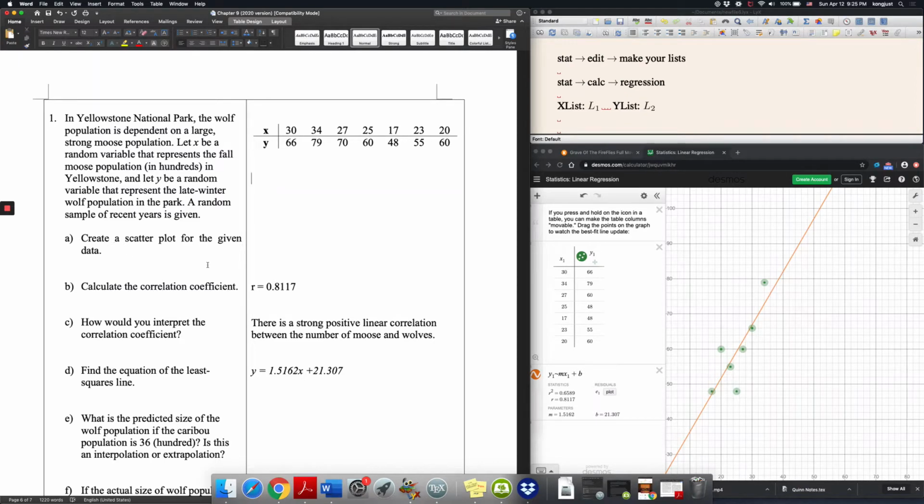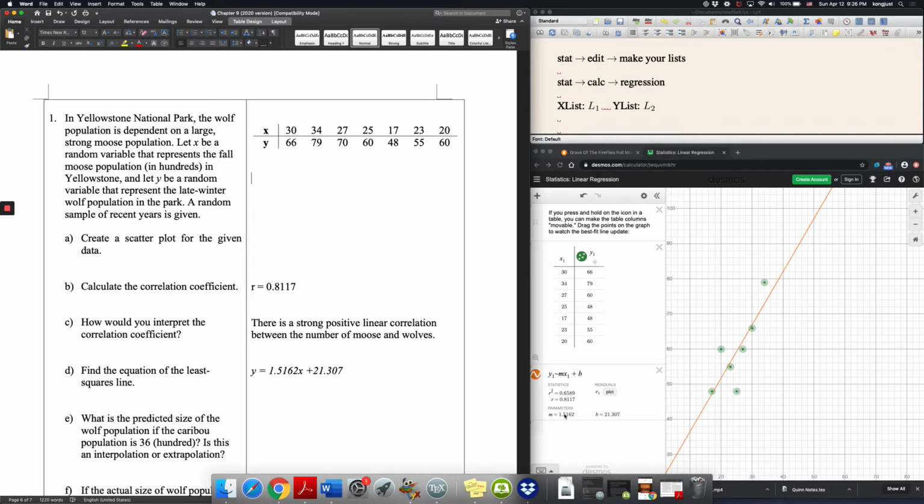So here we created a scatter plot already just by plotting the values, right? For you, if you want to do it on your calculator, you go to Stat, Edit, make your lists, Stat, Calc, and hit the regression, and then you can enter your two lists, and it'll pop up basically like this. So we did that. The correlation coefficient R popped out, and you notice R is the same whether we included the zeros or not. That's because R is just telling you if the things are related or not. And 0.8117 means it's a strong positive linear correlation between the number of moose and wolves. Okay, what's the equation? So the equation is y equals mx plus b, where m is the slope here.